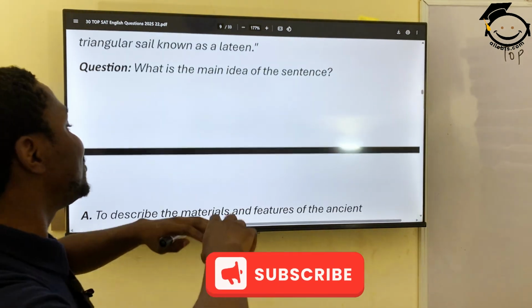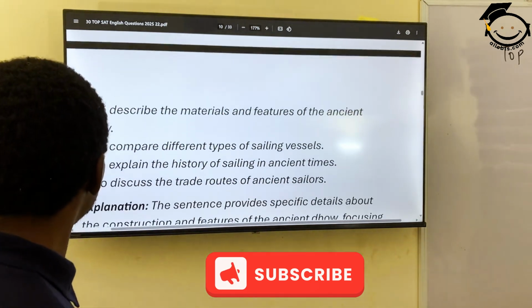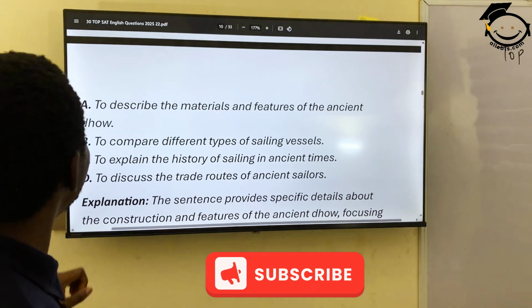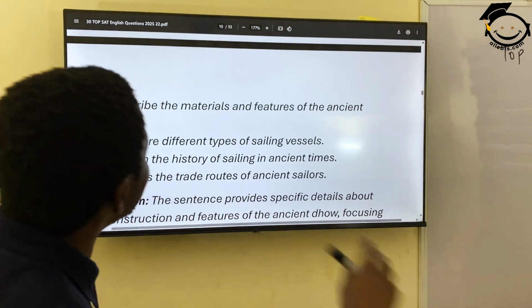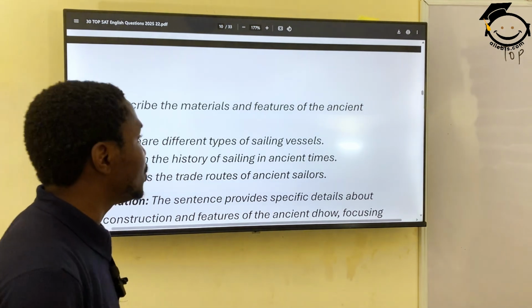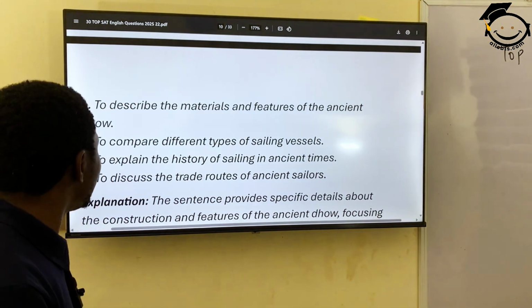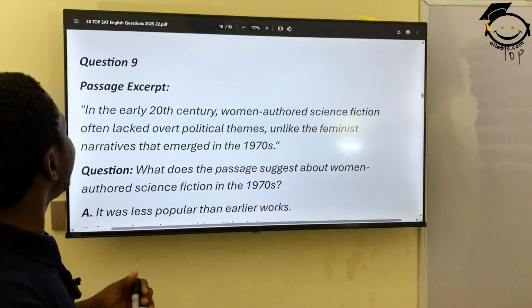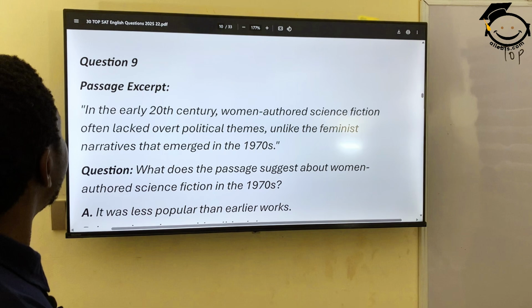Latin. It's just giving us, it's explaining what the dough is. So let's see what best describes that. That will be option A, to describe the material and features of the ancient dough. That's beautiful. Moving onward. Question 9 is a passage excerpt.